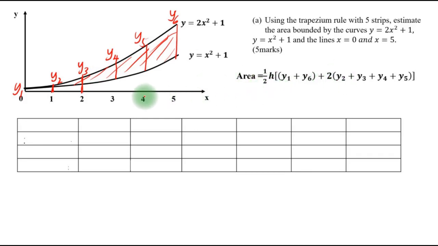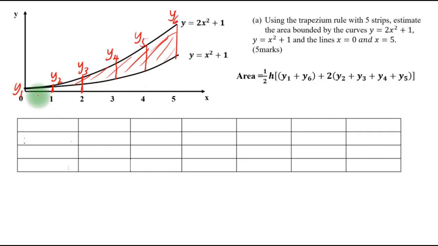Now for h, since you have 5 strips, one strip has a width of 1. So from here to here, that is 1. They are all equal in width, which is 1. Therefore, this is the formula we are going to use, and for that we now need to make a table.